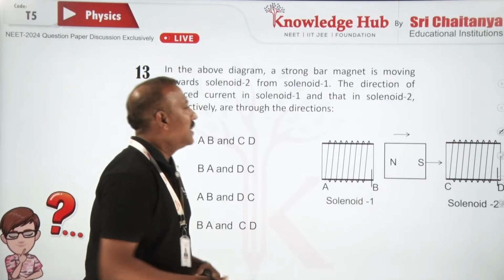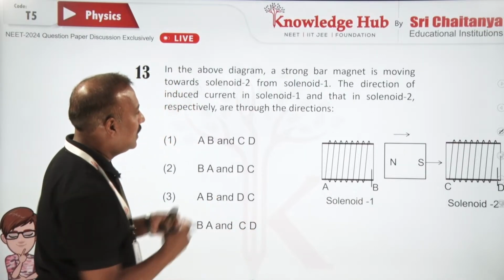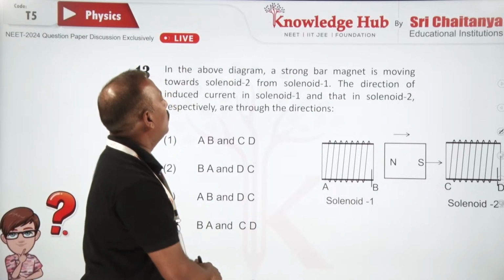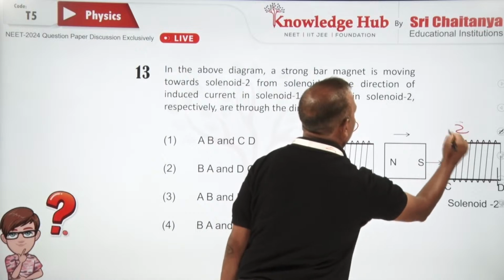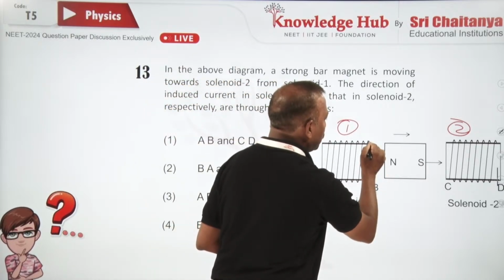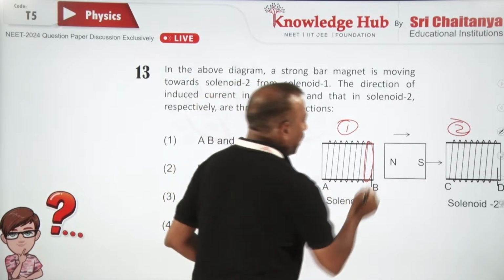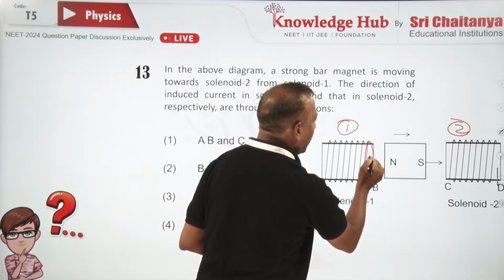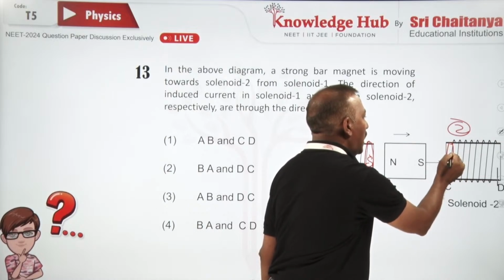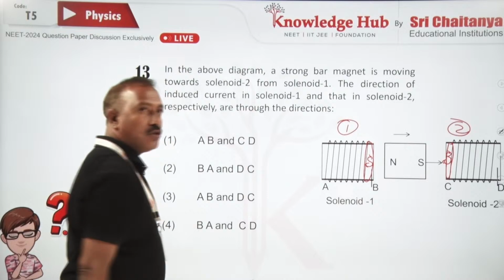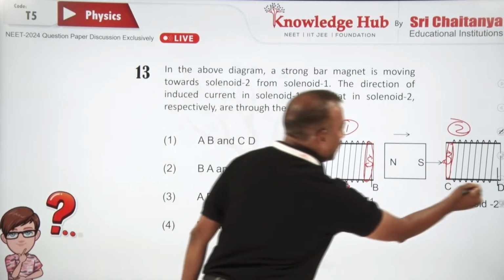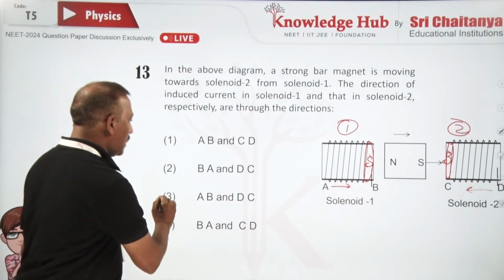Let us move to the 13th question. This is about Faraday's law and also Lenz's law. This is from electromagnetic induction. In the above diagram, a strong bar magnet is moving towards solenoid 2 from solenoid 1. This is the first one and this is the second one. According to Lenz's law, whenever a north pole is moving away, the current will be induced in such a way that the pole will be pulled back. Therefore, the current will be in such a way that here a south pole will be created. Similarly, when a south pole is approaching and tries to push it back, therefore here a south pole is created. For the south pole to be created, the current must flow from A to B, and also in this one it should flow from D to C. That's why the correct answer is 3.